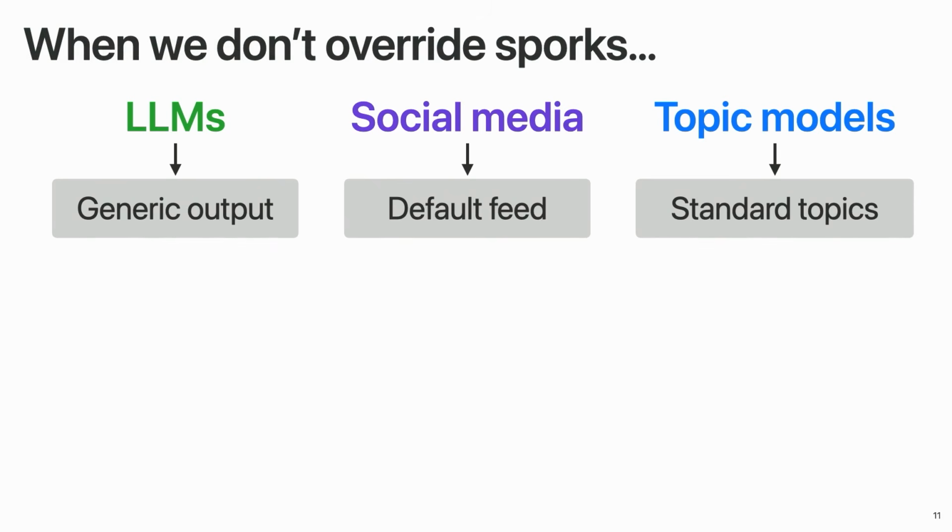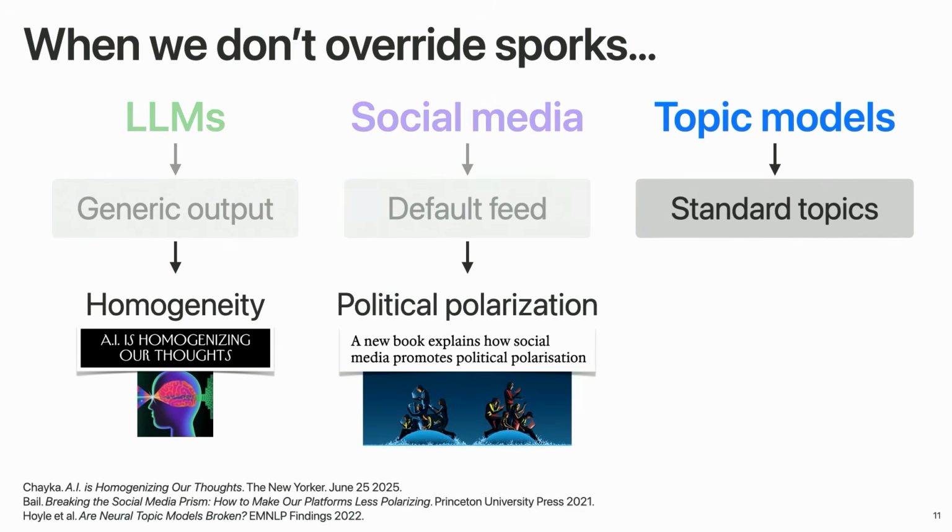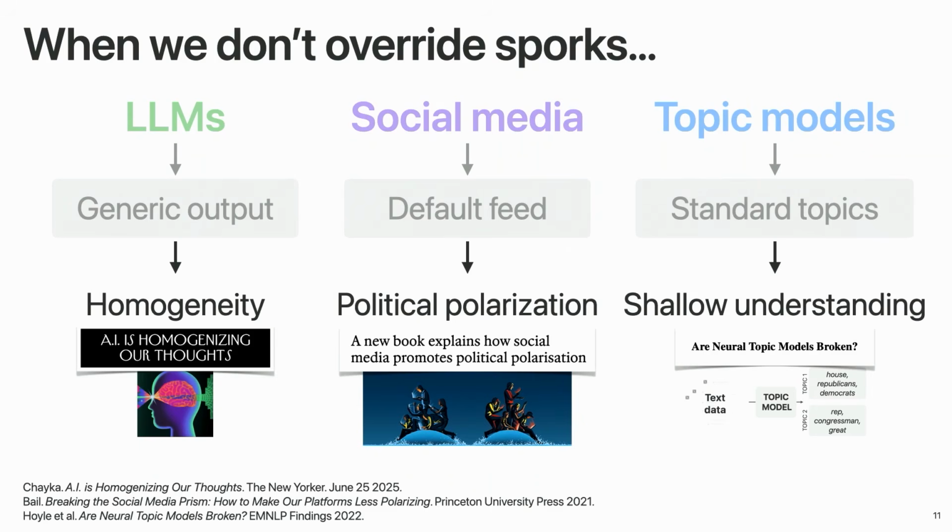And I think this is really worrying because, when we don't override sporks, we can end up with things like homogeneous thinking across the population when people are relying on the same tool. We can have things like feeds that amplify political polarization and impact our society. And we can end up with really potentially shallow understandings of text that are really important to understand, like public sentiment.